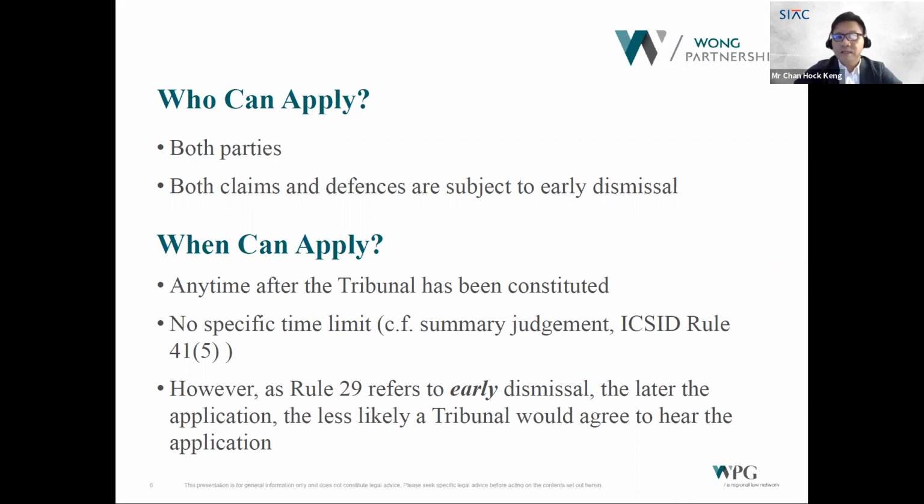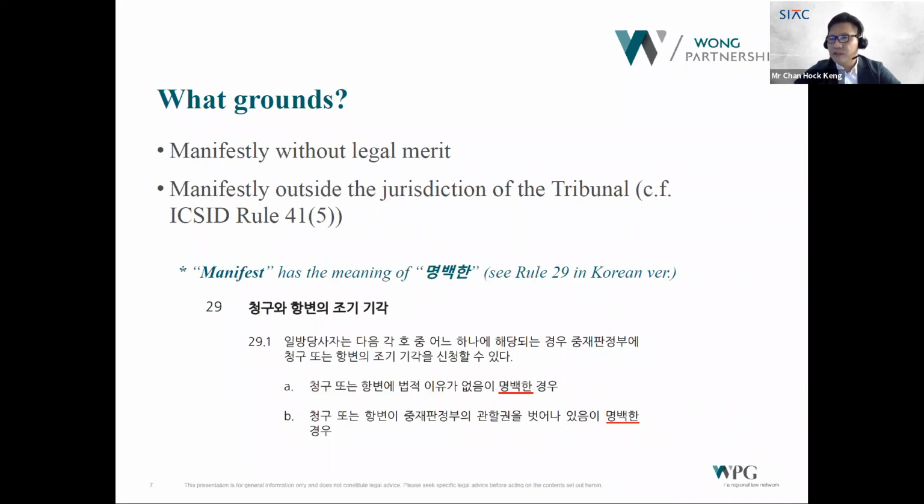The rule is also clear that you can apply any time after the tribunal has been constituted. There's no specific time limit. There is one for summary judgment, as Eddie has mentioned. In the exit rule, there's also a time limit. I think it's 30 days from the tribunal's constitution. But I would say that because Rule 29 refers to early dismissal, obviously the later you apply, the less likely a tribunal will agree to hear the application. I remember that the draft of the rule had some deadline, but this was taken out.